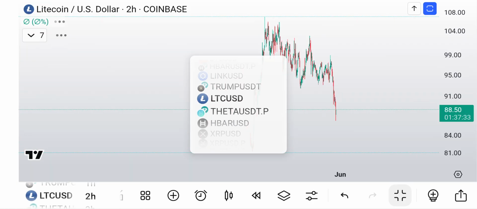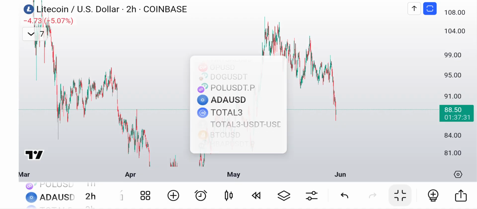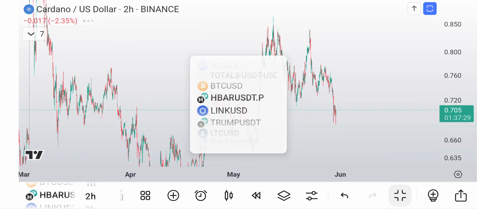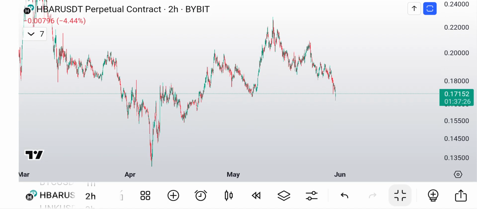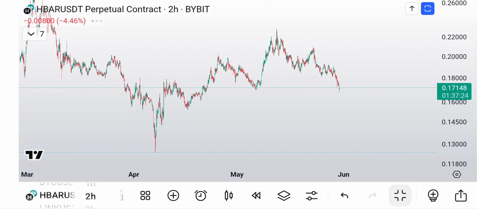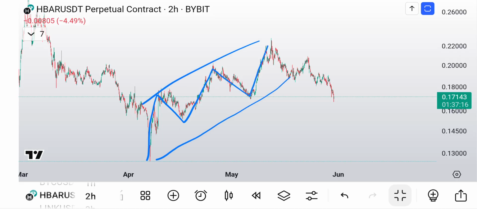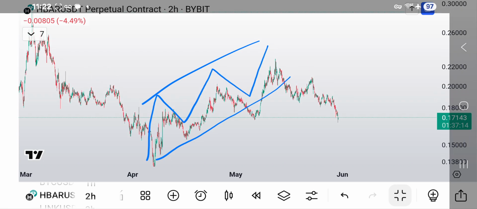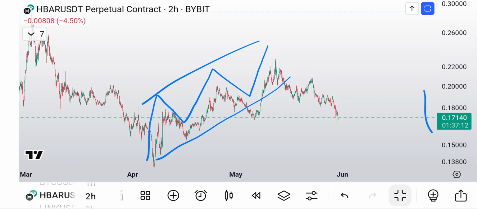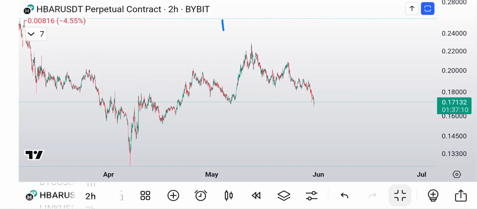Let's take a look at a couple others. I'm just kind of running through them really quick here. Like for example, HBAR. This is a good five-wave move. So you have one, two, three, four, five. It's a diagonal shape, right? It's got that shape to it. So that's a wave one. Okay, and then you have what appears to be a wave two.